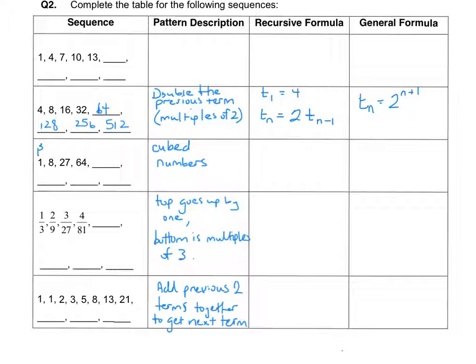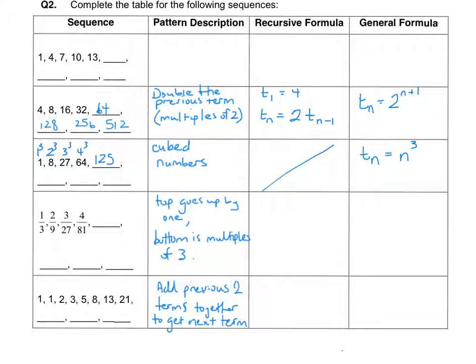The next one are our cubed numbers, so 1 cubed is 1, 2 cubed is 8, 3 cubed is 27, 4 cubed is 64, 5 cubed is 125, and so on. 6 cubed, 7 cubed, 8 cubed, whatever answers you get, would go into those next 3 blanks there. In terms of recursive, those are all really independent. It's not like I'm just doing something to the previous value to figure out the next one. So I'm not going to write a recursive formula because it doesn't really make sense for that one. For this one, it's just taking the value of the term's position and cubing it. A very simple general formula.